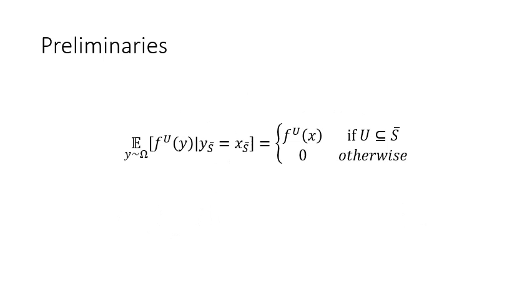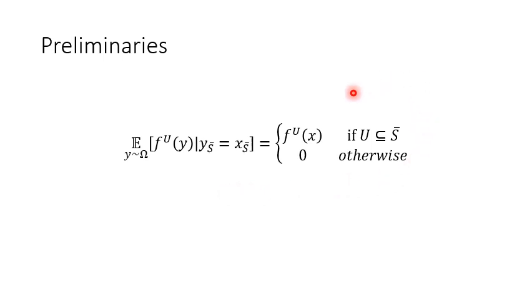Now let's explain this equation. So we have this expectation of fu on y, conditioned that y takes the same values as x on the s bar coordinates. So if u is contained in s bar, that means we fix all the coordinates in u to be the same values as x. And because of the Efron-Stein definition, we know that fu relies only on coordinates in u. So if we fix all these coordinates to be values from x, then fuy must be equal to fux. That's the first part.